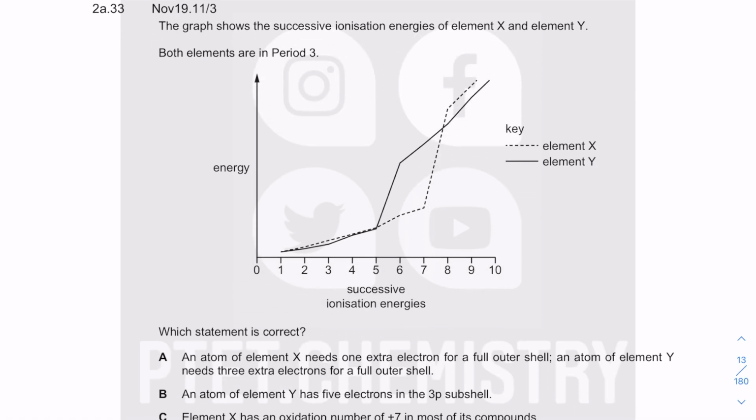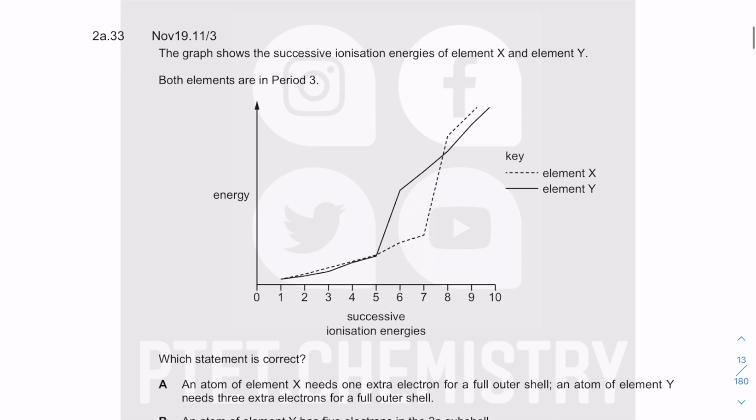In this next question, we have successive ionization energies of elements X and Y. As you can see, most of it remains roughly the same, and for each successive ionization energy, it becomes more and more endothermic. It requires more and more energy to remove the subsequent electrons, because you're already positively charged and you want to remove electrons from something which is positively charged to become even higher in positive charge. So obviously it is not as favorable. That's why it requires more and more energy.